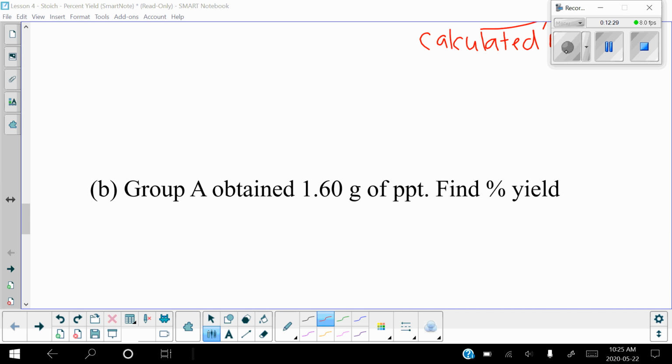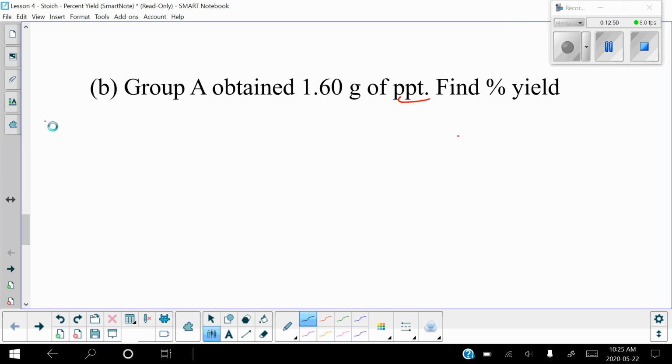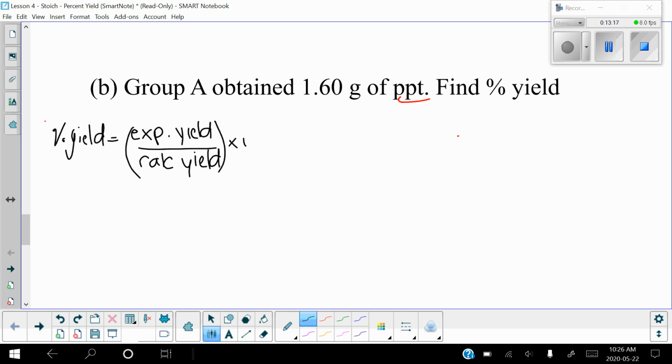Part B says Group A obtained 1.60 grams of precipitate. PPT means precipitate. Find percent yield. Okay, so the formula is percent yield is equal to experimental yield over calculated yield times by 100.